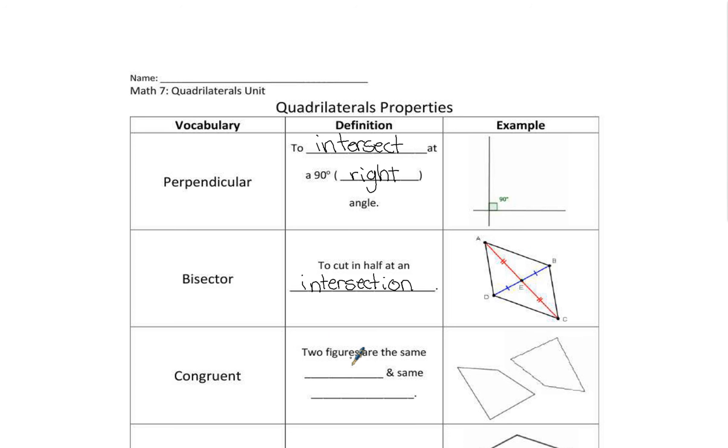The next word we have is congruent, which we've heard before. It's when two figures are the same shape and same size. We learned about congruent when we learned about similar figures. It just means that they're the same looking shape and they're the same size. So next we have adjacent. And adjacent means next to each other.